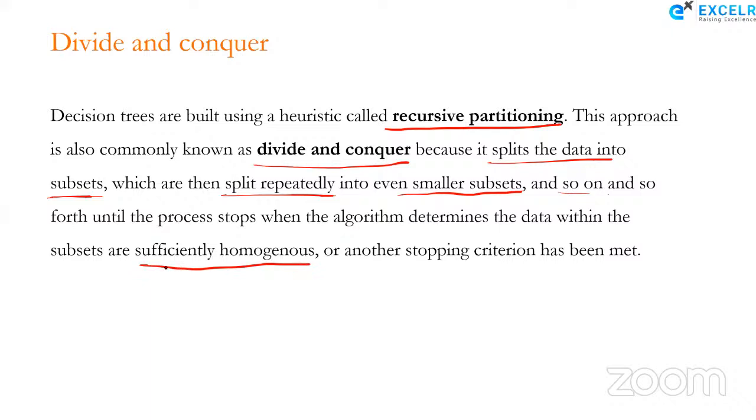Remember, guys, what is this concept of sufficient homogeneity? We talked about the act of classification. We want to do the classification such that we create pure regions assigned to each class, or if pure is not possible, then at least we create sufficiently homogeneous regions, or we have some other stopping criteria that has been met, which means what?